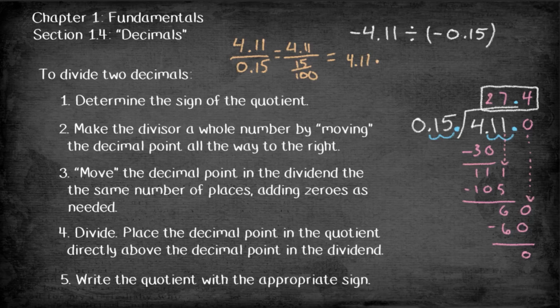times 100 over 15, which is equal to 411 times 1 over 15, or 411 over 15, which you can see is exactly the division that we had right here. And that about wraps it up for this video.